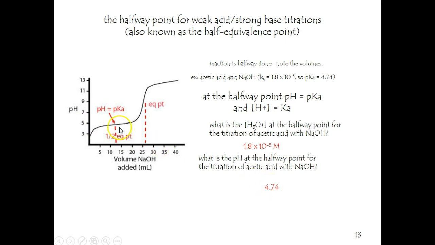So you could either calculate it, or you could just take the intercept and find the intercept with the y-axis, and you're done. So, at the halfway point, the pH is the pKa for the titration of a weak acid with a strong base.